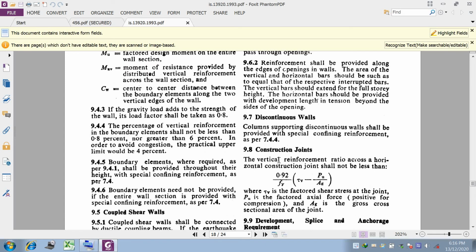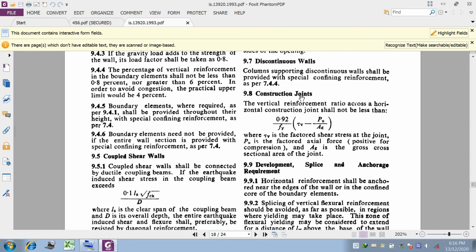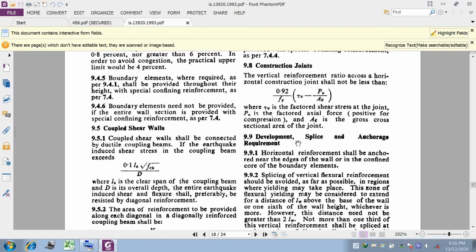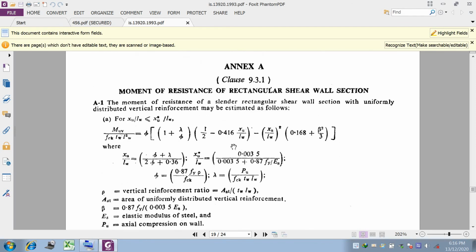Then the column supported discontinuous wall shall be provided with special confining reinforcement. Then the construction joints provision is there, and the development and splice provisions are there. Okay, so this is the basic formula. By using it, one can easily calculate the moment of resistance of a wall. So this is the formula.